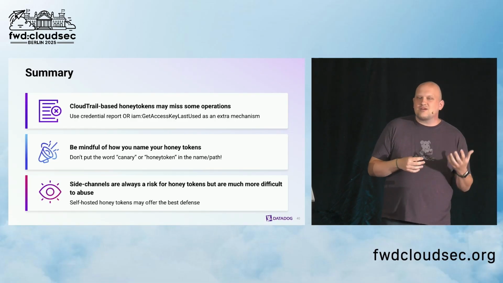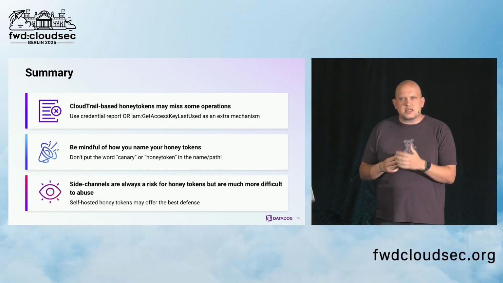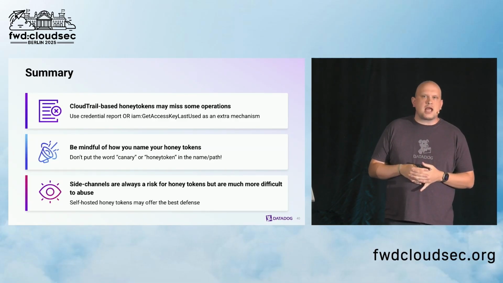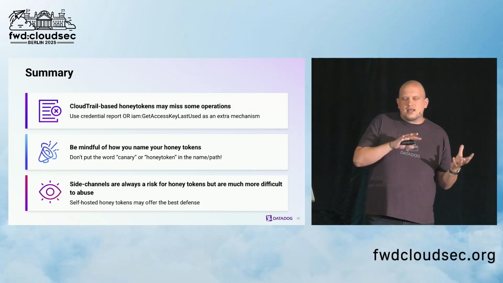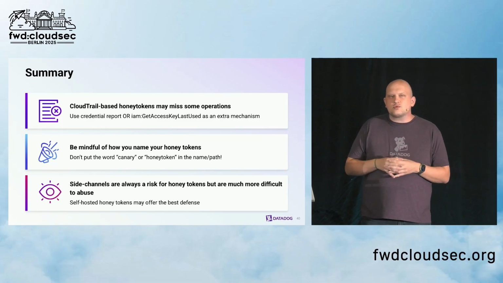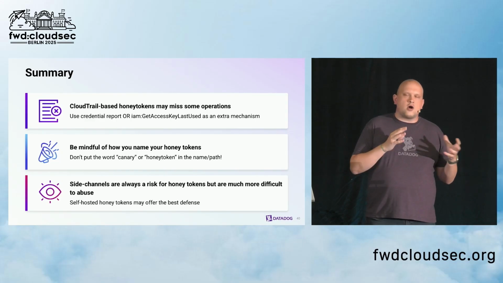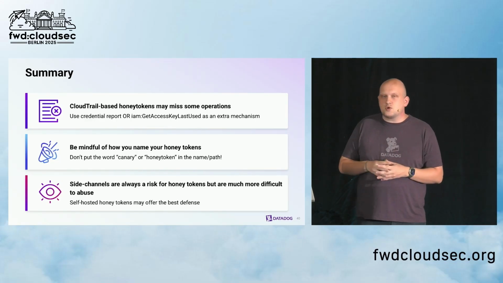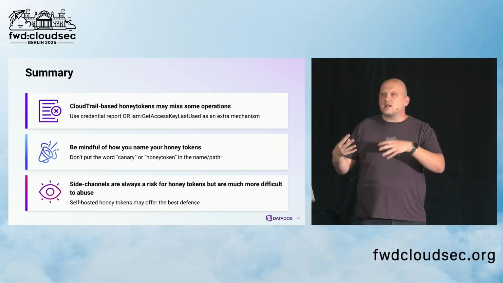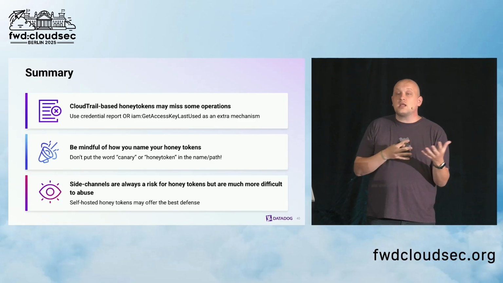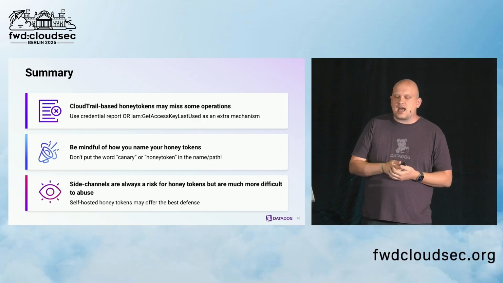You want to be really mindful of how you name your honey tokens. Don't put the word canary or honey token in the name. If you use a deception tech provider, test it out, see what they're called, and if there's something that you can reliably identify. And then finally, on paper, it's true that any honey token can be defeated through some means. Side channels are always a risk, but they tend to be very situational and aren't something that realistically in most circumstances can be repeated. Self-hosting your own tokens or going with a provider that allows you to create tokens in your own environment may be the best defense against that type of attack.